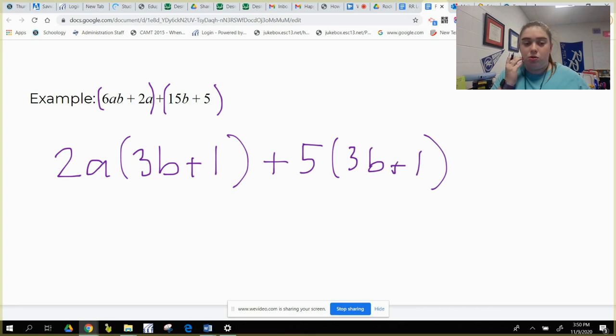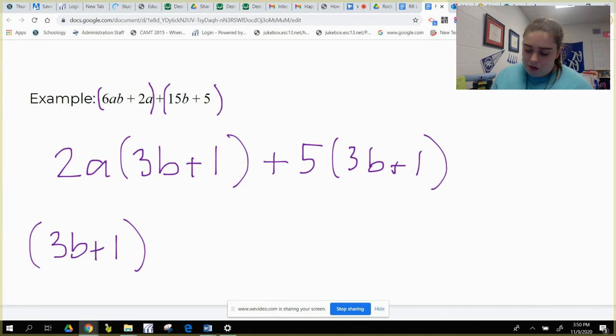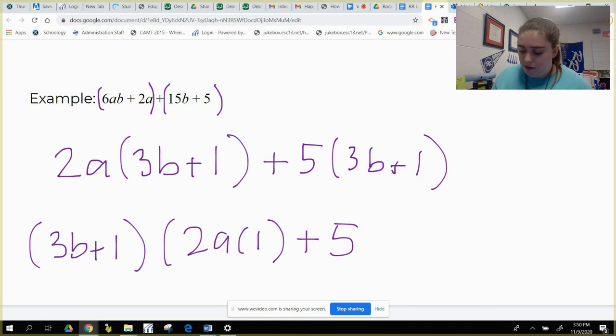So again, we're left with those two binomials, 3b plus 1, that are the same thing. So that must mean we're doing something right, okay? So now we're going to factor out that 3b plus 1 from both of those terms. So 3b plus 1 will now be at the front. And we are left with 2a times 1 plus 5 times 1. Okay, and remember, those times 1s is just showing where that 3b plus 1 came from.